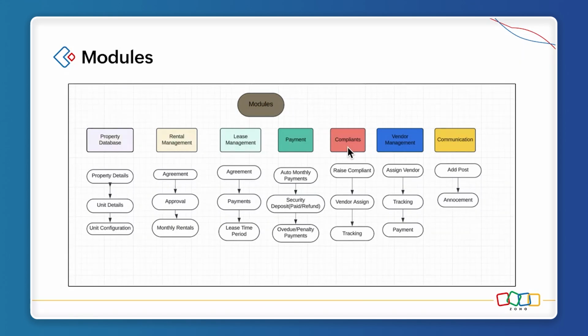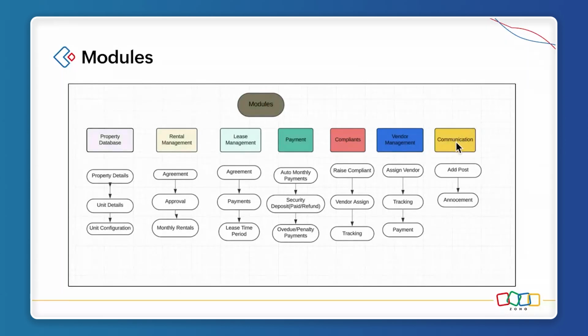Then we have compliance. Under compliance, as I mentioned, the tenant will be raising any complaints that they face within the property, and a vendor will be assigned, and all these complaints can be tracked within the compliance module. And then we have vendor management, where we have a separate database to maintain all the vendor information.